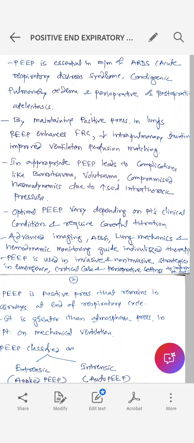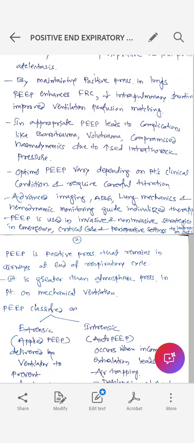By maintaining positive pressure in the lungs, PEEP enhances, number one, FRC, and number two, it decreases intrapulmonary shunting. It improves the ventilation perfusion matching.